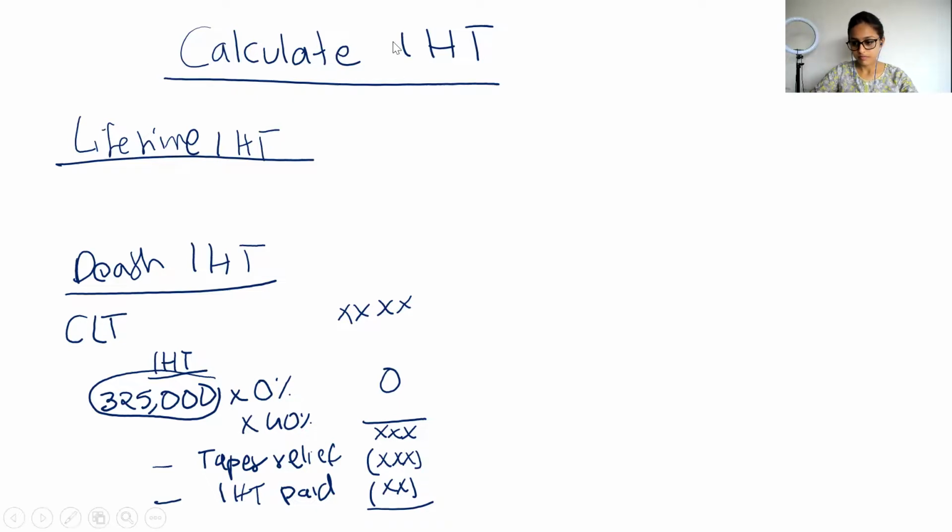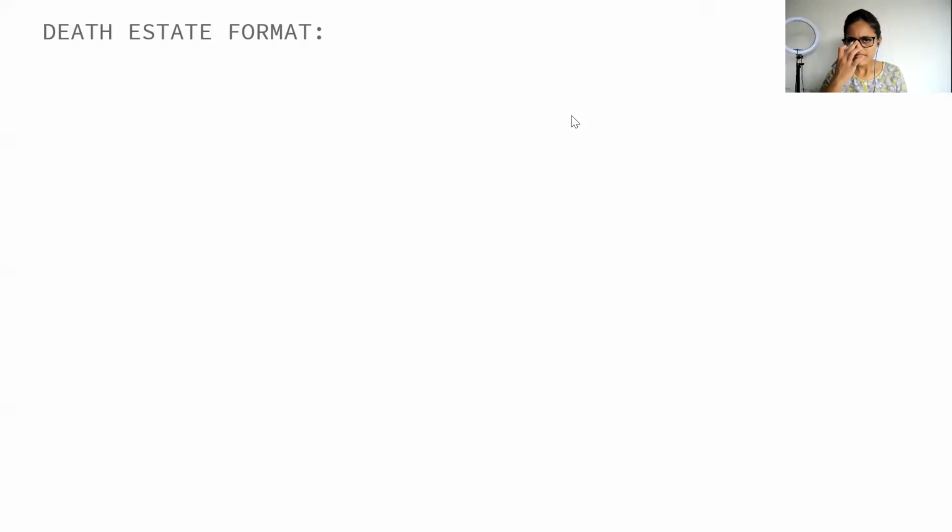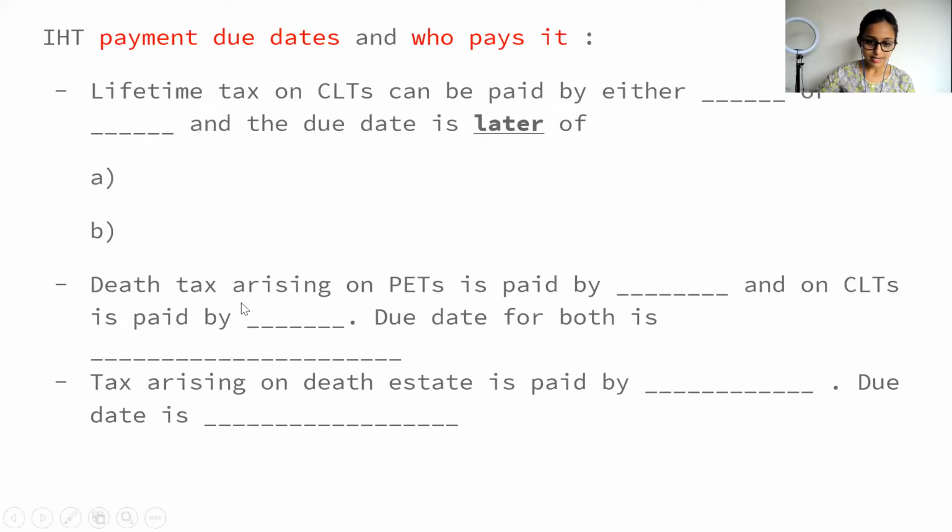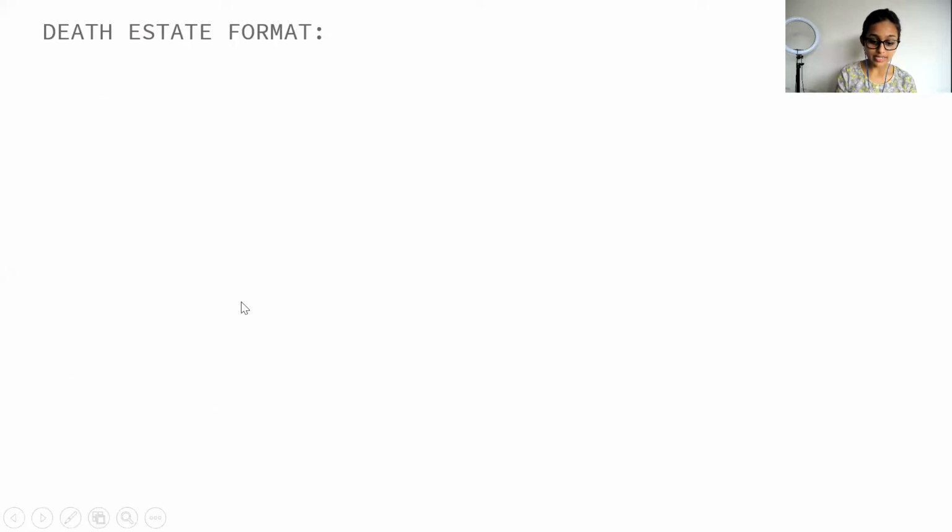All right. Now coming to death estate, that is also a very frequently tested topic. Death estate format, you don't have to mug it up or anything like that. It's like all your assets together and you reduce your liabilities. You get your chargeable estate. I think it's time you look at your IHT format.